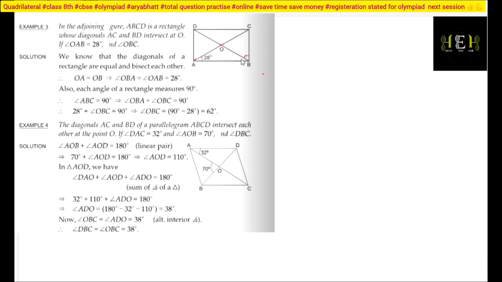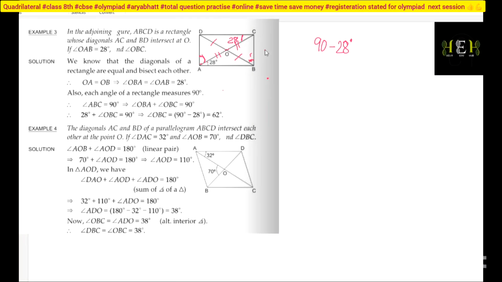Now, because in a rectangle each angle is 90 degree, I will find the value of this angle by applying this only. 90 minus 28, because this is your rectangle and these are your diagonals, and one angle is 28, so it is 90 minus 28. So what will be the value? 62, right? So this angle is 62. Now see, this line is parallel to this line, so I can say this one is also 62, right? Why? Because these are interior alternate angles.